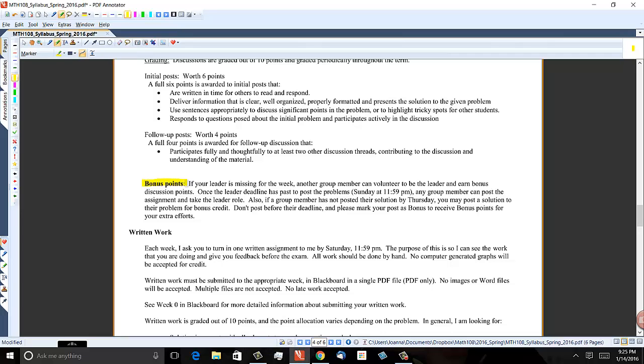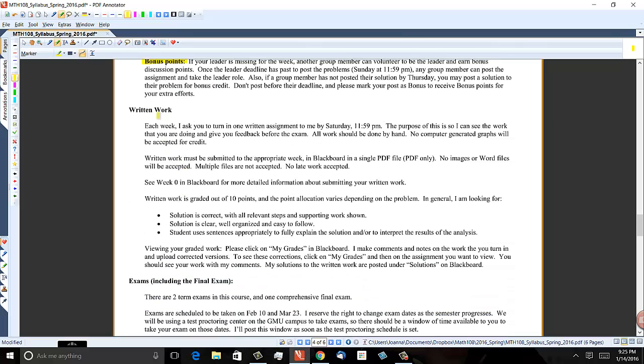Bonus points. The only place in the entire class that I give bonus is in the discussion. If your assigned leader is missing and doesn't post their assignments by Sunday night at midnight, you can post them. So at 12:01 a.m. on Monday, you can step in as the leader and post the assignments. The other thing you can do is respond more fully. I give extra credit if you're responding and actively participating in the discussion. So that is the place for you to earn bonus points.